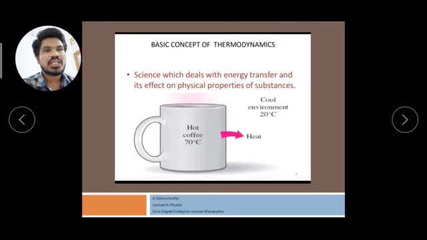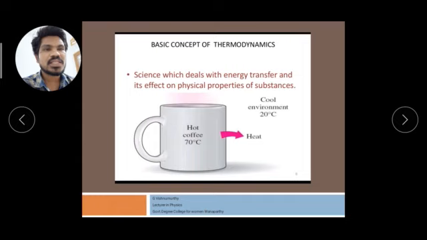And the basic concept of thermodynamics: here you see hot coffee at 70 degrees centigrade and the cool environment at 20 degrees centigrade. That's why the heat is transferred from the coffee to the cool environment, because of the property of heat, which always flows from a hot body to a cool body, or from a hot system to a cool system.